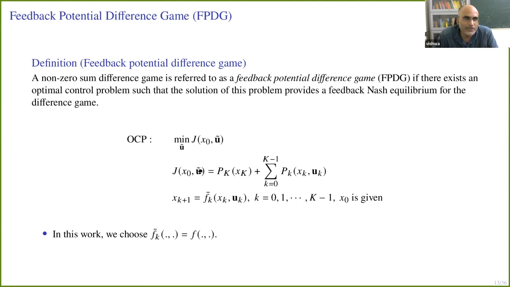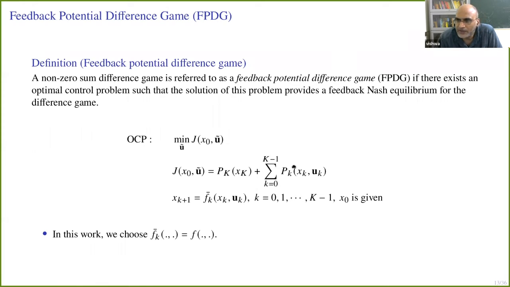So basically now, what is a feedback potential difference game? A non-zero sum difference game is an FPDG if there exists an optimal control problem such that the solution of this problem provides a feedback Nash equilibrium for the difference game. So here, this is an OCP. Basically, the optimal solution of this optimal control problem should coincide with the feedback Nash equilibrium of the original game.